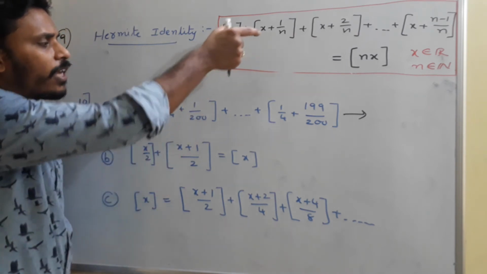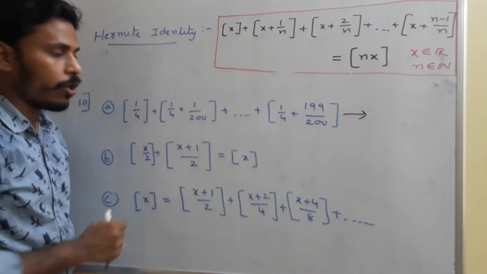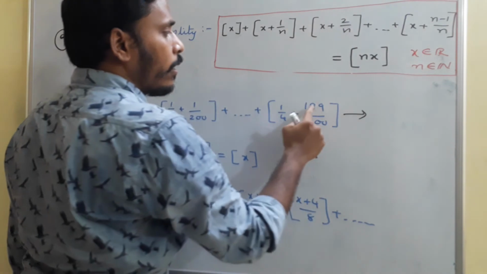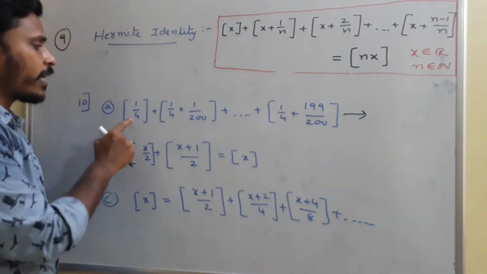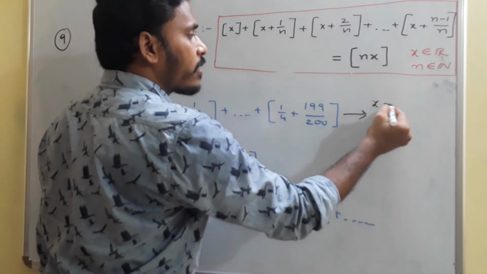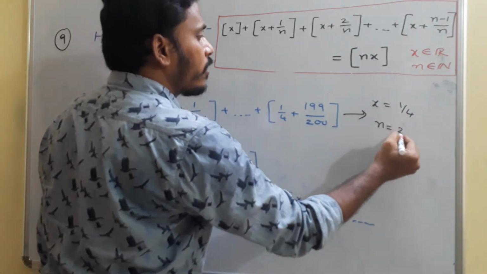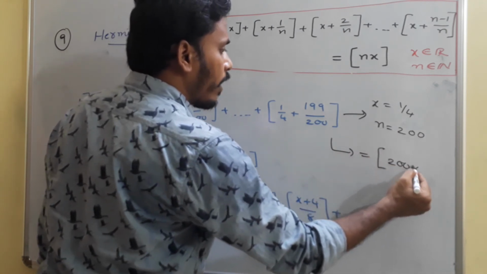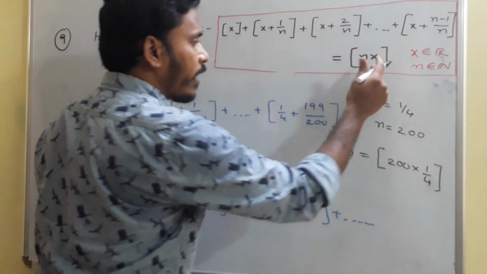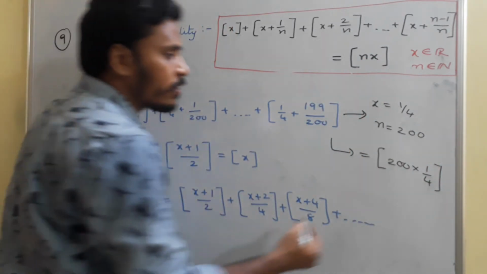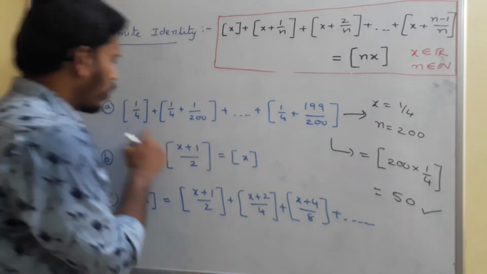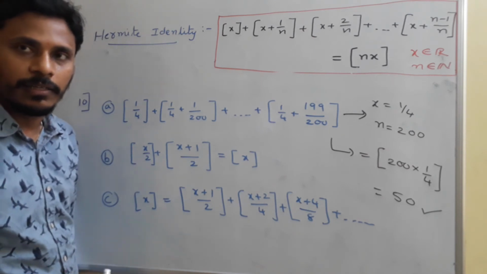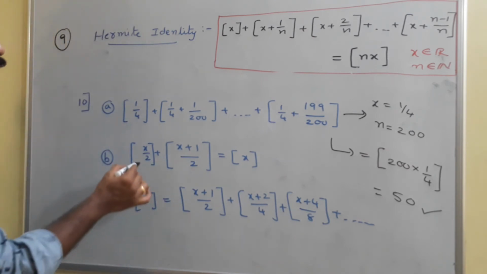So when you compare with the given one, your value of n is 200. Okay, 1 by n, 1 by 200, 2 by n, 2 by 200, like that, n minus 1 by n, 199 by 200. And the x value is 1 by 4. So you need to take x equal to 1 by 4 and n equal to 200. So its answer as per the Hermite identity is step of 200 into 1 by 4, because it is step of nx, right? Step of 200 into 1 by 4, on simplification, is 50. So if you add all these step values, your answer is 50. That ends it using the Hermite identity. Is it clear? Right.